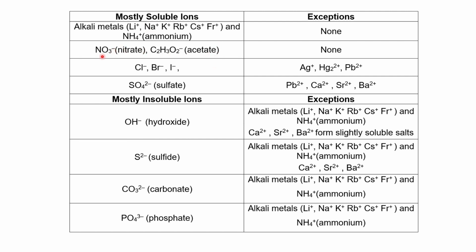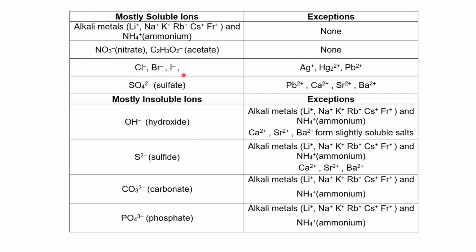So any salt that, say, contains lithium is going to be a soluble salt. So we can say the same thing for a couple of anions down here. So for nitrate and acetate, you can see there are no exceptions, meaning any salt that contains the nitrate anion is going to be a soluble salt. Okay, so our first two rows are soluble salts with no exceptions. Now let's go on to our next row.